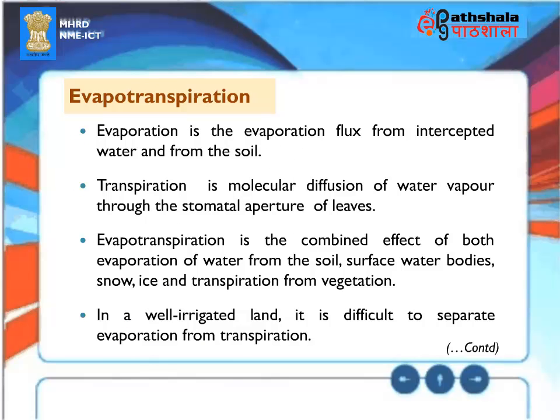Evapotranspiration. Evaporation is the evaporation flux from intercepted water and from the soil. Transpiration is molecular diffusion of water vapor through the stomatal aperture of leaves. Evapotranspiration is the combined effect of both evaporation of water from the soil, surface water bodies, snow, ice, and transpiration from vegetation. In a well-irrigated land, it is difficult to separate evaporation from transpiration.